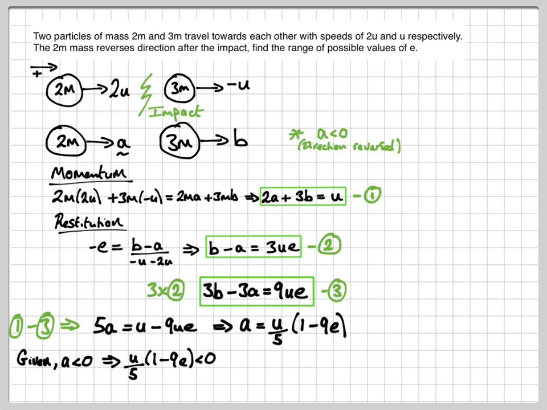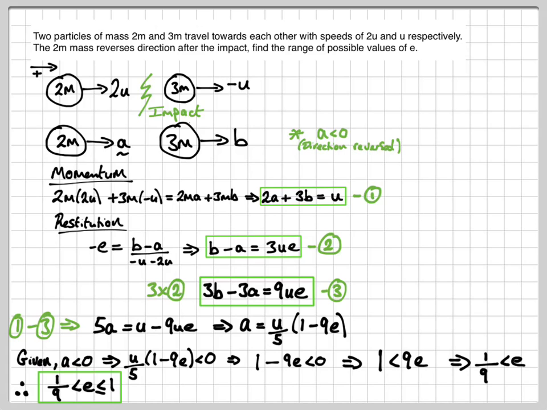inequality to solve. Obviously I can divide each side by u and multiply each side by 5, which leads me to 1 minus 9e is less than 0, so 1 has got to be less than 9e, and therefore e itself must be greater than a ninth. Now for a complete solution I should really state that therefore e lies within the range of values as shown, greater than a ninth and less than or equal to 1.